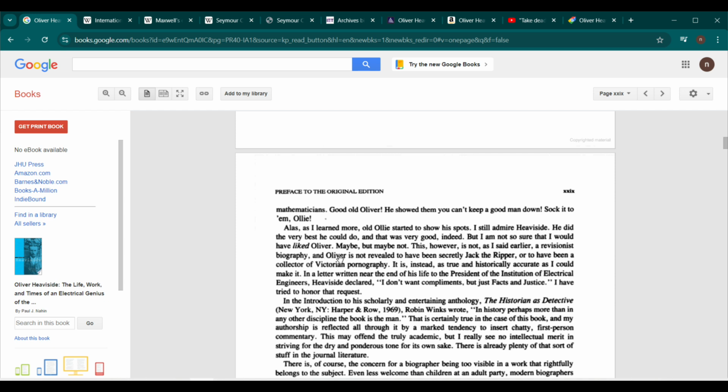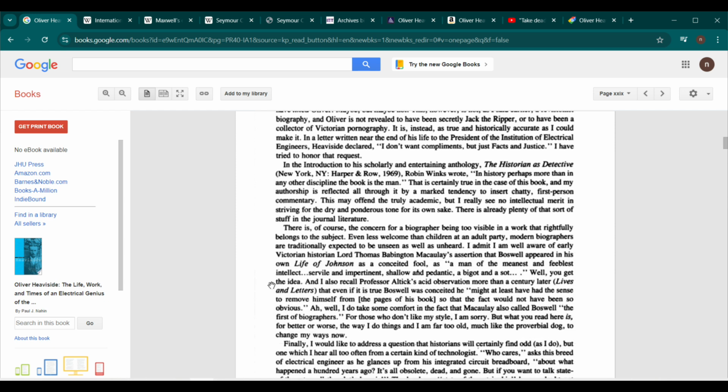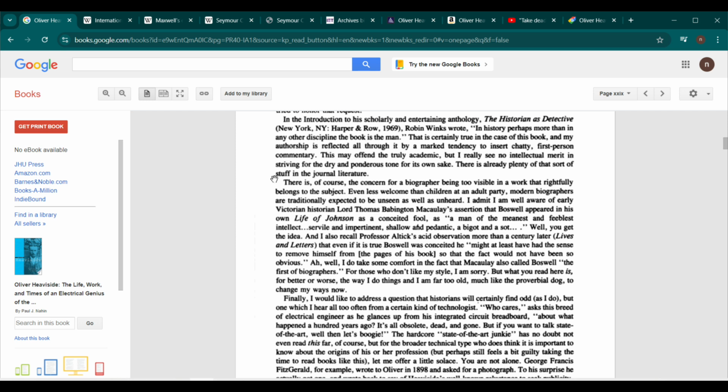He is not revealed to have been secretly Jack the Ripper or to have been a collector of... I don't want compliments, just facts and justice. I have tried to enter that request, and certainly true. Offend the truly academic, but I see no intellectual merit in striving for the dry and ponderous tone for its own sake. There is already plenty of that sort of stuff in the journal literature.